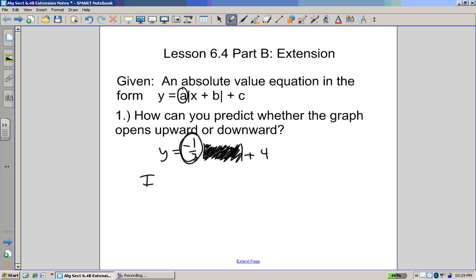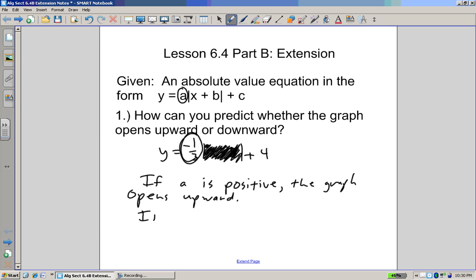So if A is positive, the graph opens upward. If A is negative, the graph opens downward.